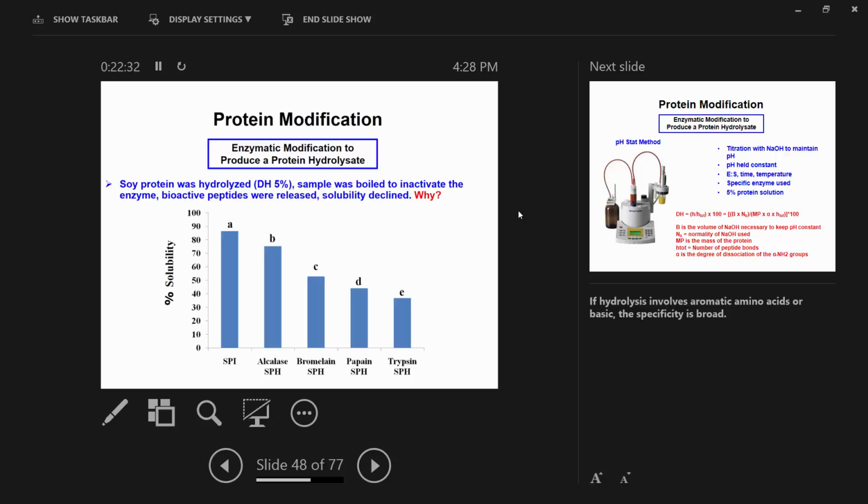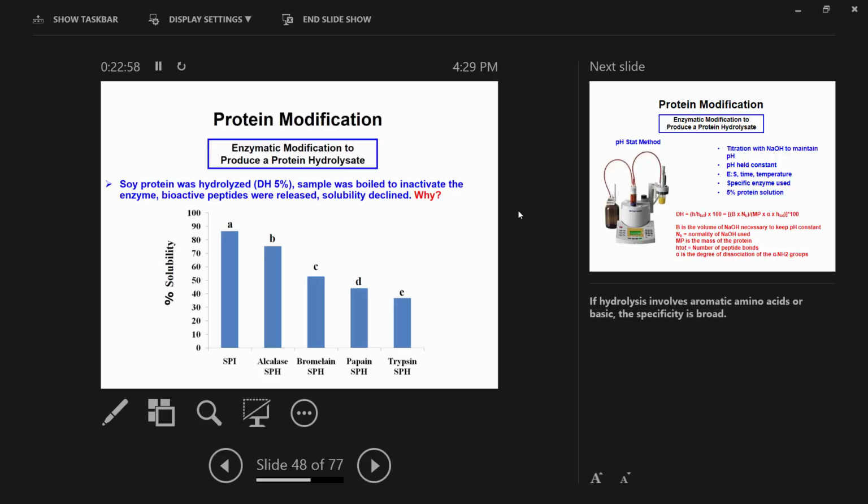Look what happens here. We have prepared a hydrolysis, very low degree of hydrolysis, 5%. Sample was boiled to inactivate the enzyme. We released bioactive peptide, solubility declined. This is the original, non-hydrolyzed. And these are the samples hydrolyzed with different enzymes.